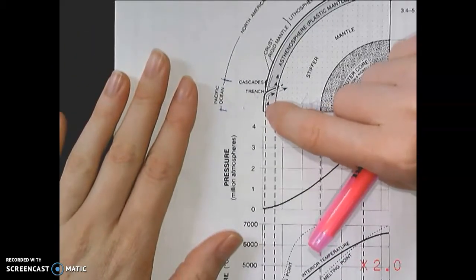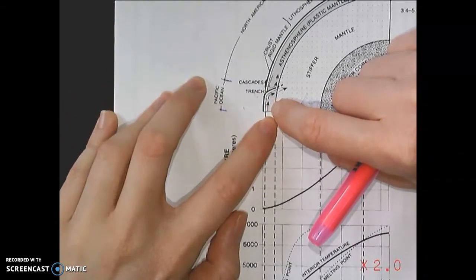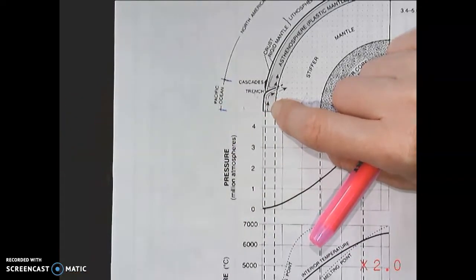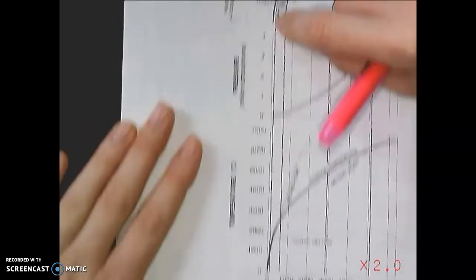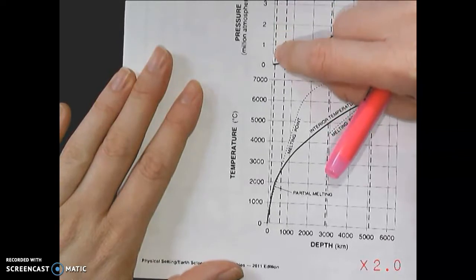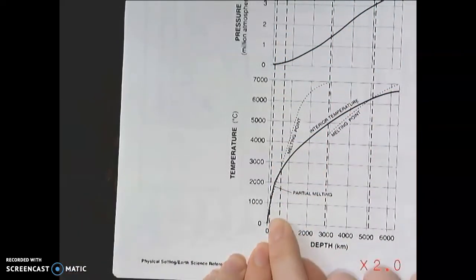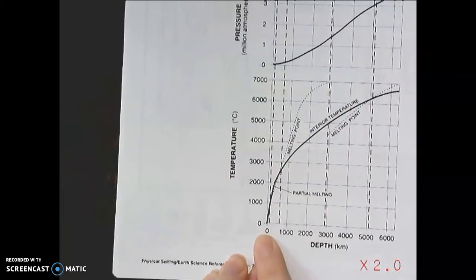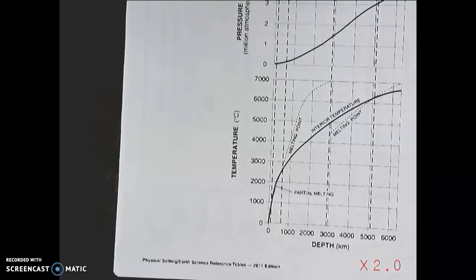So this first dashed line right here is the edge between the crust and the asthenosphere, or the outermost layer of the mantle. If you wanted to find where the crust ended, you would follow this dashed line all the way down to the bottom of the page, and you would see that the crust was probably, if that's 0 and that's 1,000, maybe 100 kilometers deep into the Earth's surface is where the crust would end and the asthenosphere would begin.